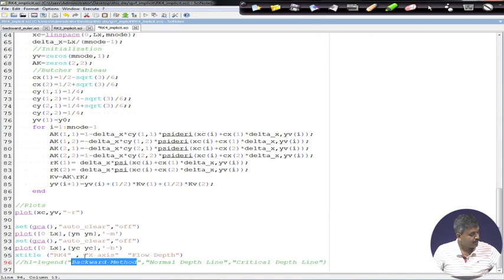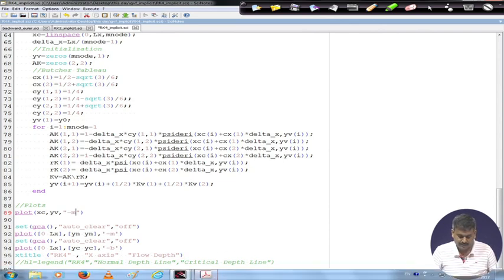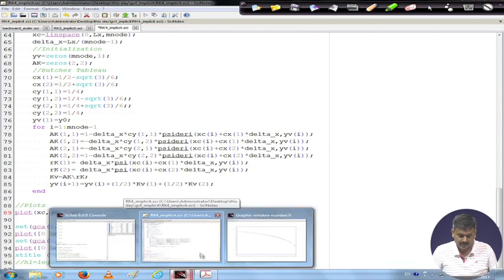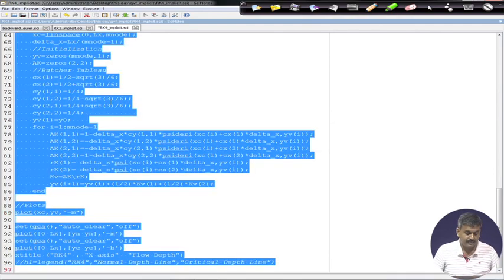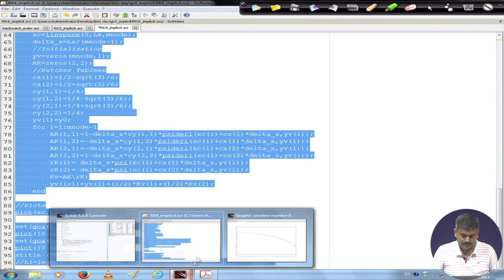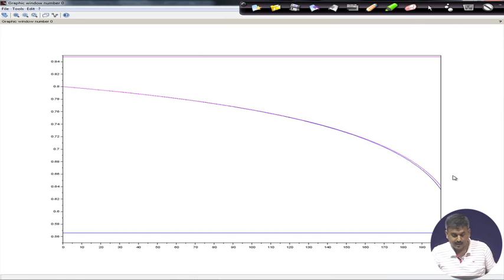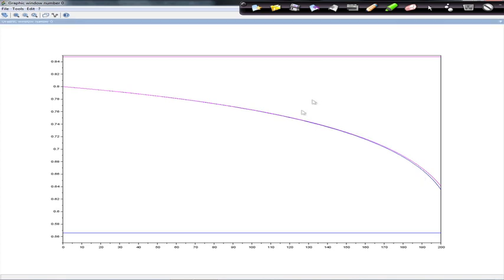Now, I can plot this one. This is again a red one or magenta. I can change the color in this case, and if I run it again, it is coinciding with our second order, or it is near about the value of our second order method. If we zoom in, obviously we will get some difference for this one.